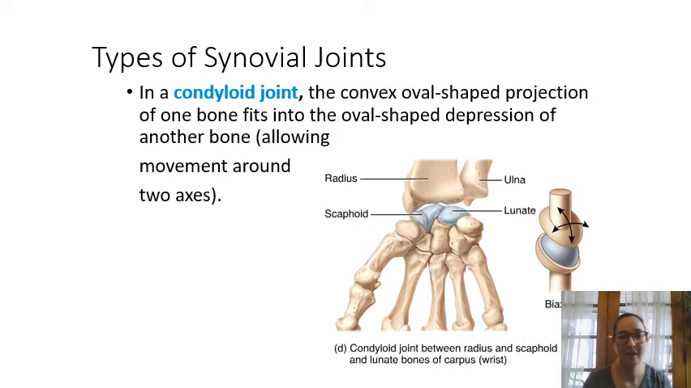All right. Next is a condyloid joint. This one is similar to a saddle joint, but instead of three different directions, it's really just two directions that we get movement. So for the condyloid joint, think about your wrist. The fact that you can rotate the wrist forward and you can rotate it side to side a little bit, that's a condyloid joint.